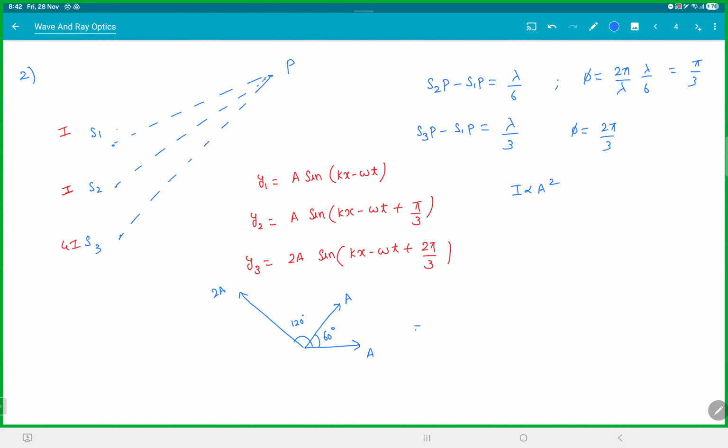So this one will be A. This will also be 60 here. This will be 2A cos 60. This will be A. The vertical will be A sin 60 plus 2A sin 60. The horizontal will cancel out, and that will be 3A sin 60. 3A sin 60 is 3 root 3 by 2 times A. That's your amplitude at point P. And since I is proportional to A squared, IP will be, how much is that? Square that.